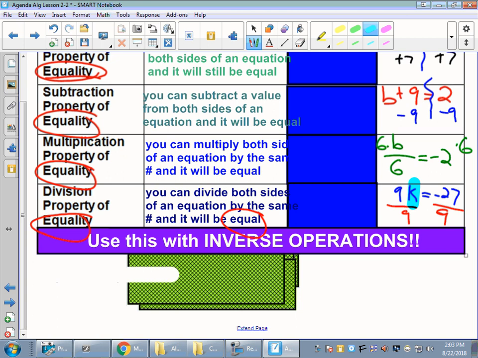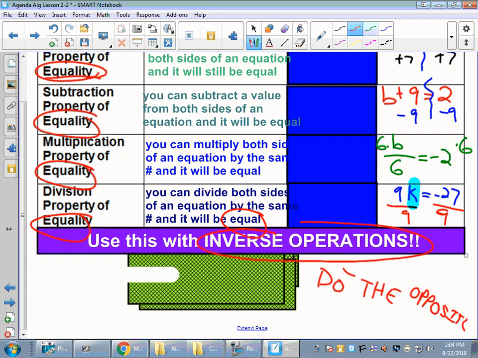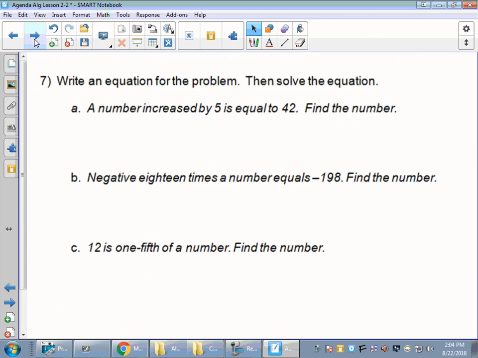Okay? The same with the problem right above it, b over 6 equals negative 2. Since b is being divided by 6, what's the opposite of division? Multiplication. So in that case, we multiplied by 6. So I'm using the inverse operations. So when we talk about inverse operations, we're talking about doing the opposite. What is happening to the variable? Let's do the opposite. If it's being added, then subtract. If it's being subtracted, add, and vice versa. Multiplication, division, division, multiplication.